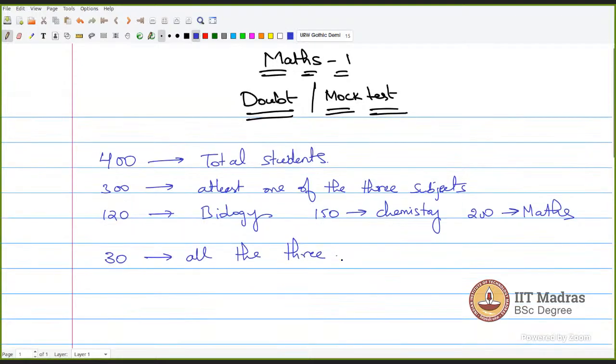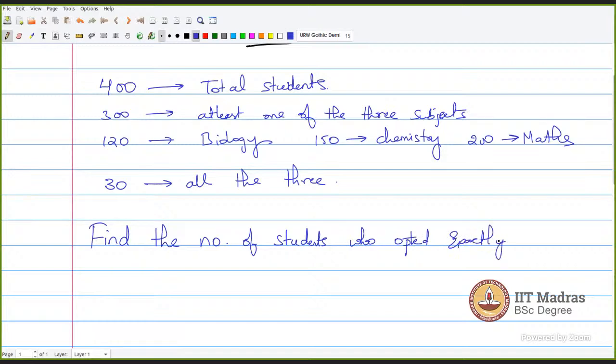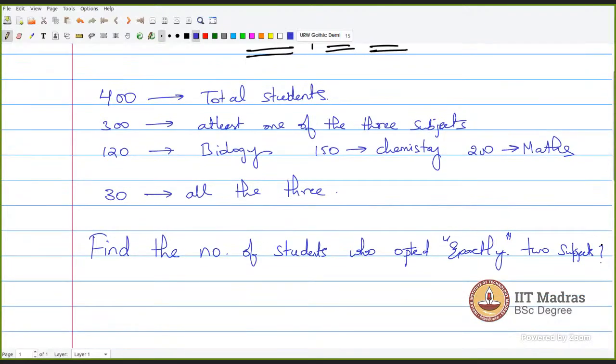And here it is asked to find the number of students who opted for exactly two subjects. Here 300 is told as at least one of the three subjects, that I can understand. We could just draw the Venn diagram. Find the number of students who opted for exactly two of the subjects. Okay, so this is the data given in the question, right?